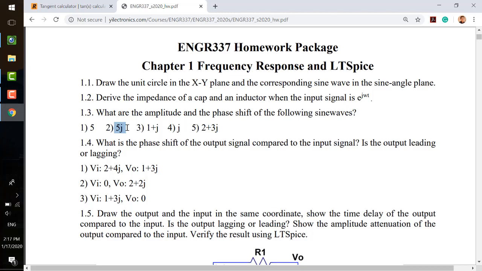What's this one? What's the amplitude? What's the phase shift? I mean, compared to the sine wave, not cosine. Okay, compared to the sine wave, 90 degrees, and the amplitude is 5. What about this? 45 degrees and square root of 2. What is this? 90 and 1. What about this? Square root of 13 and inverse tangent of 3/2. Got that?